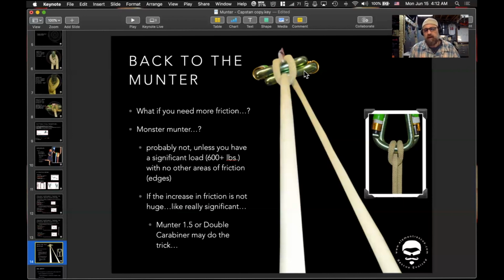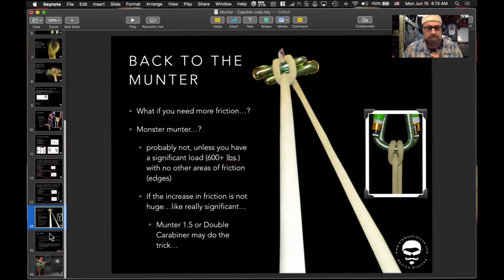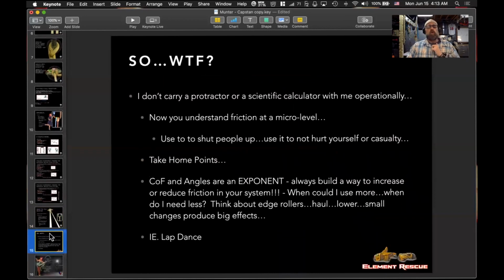You can mess around with a 1.5, but there's really no reason to alter the knot that you're using or use a knot that you don't use quite a bit. Just add a second carabiner into your system, into the same hole, obviously, that your Munter runs through, and you'll probably be squared away. So what the hell does all this mean, right? Like we said before, we don't carry a protractor or scientific calculator operationally. Now that you understand friction at a micro level, a little bit maybe with edges, but really as far as descent devices go, you can now make better decisions with a lot less equipment without wasting time re-rigging things.